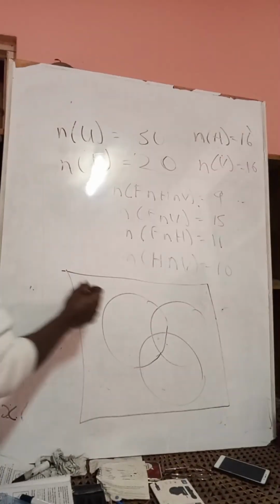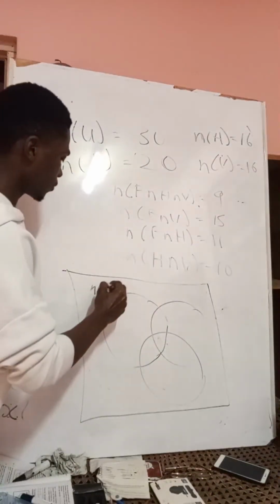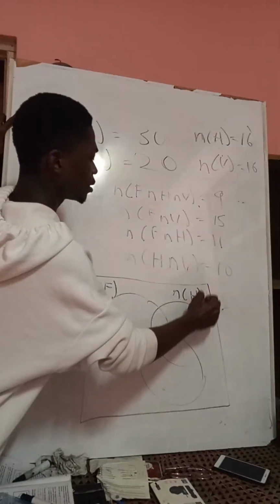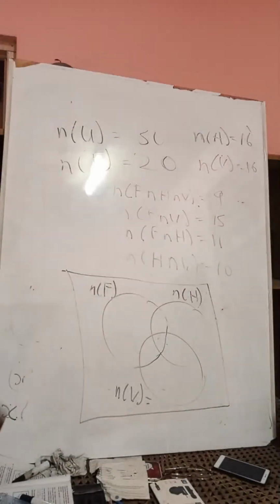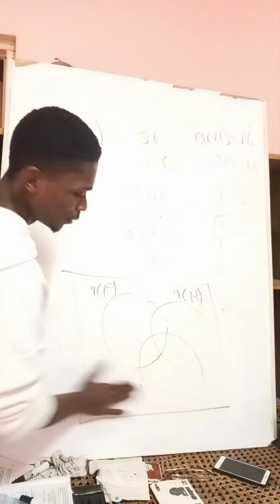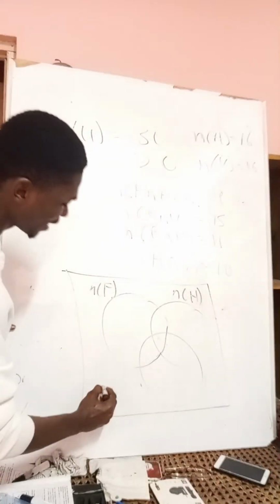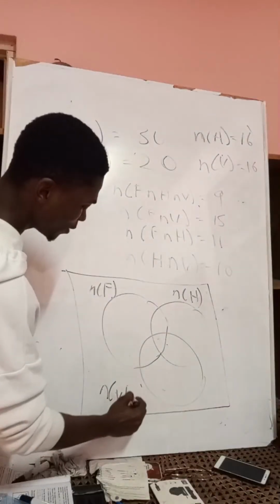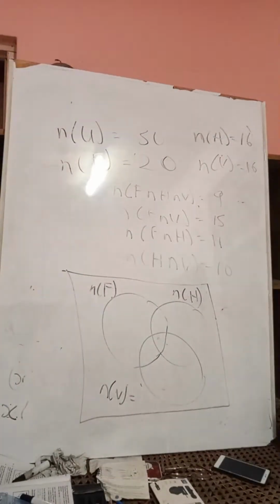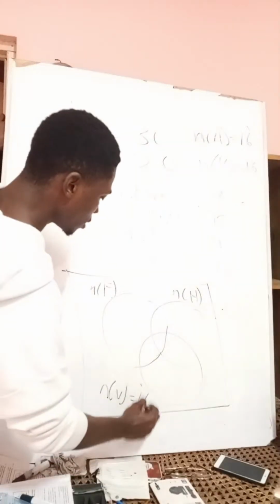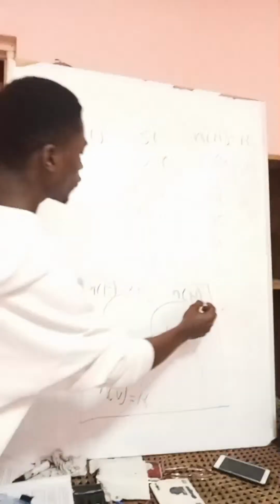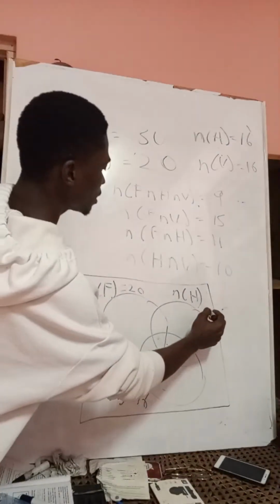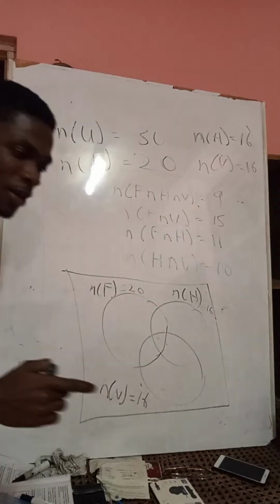Let's take for instance, this is number of F. This is number of H. This is number of V. Number of V equals 16. Number of F equals 20. Number of H equals 16. Don't sleep at all.